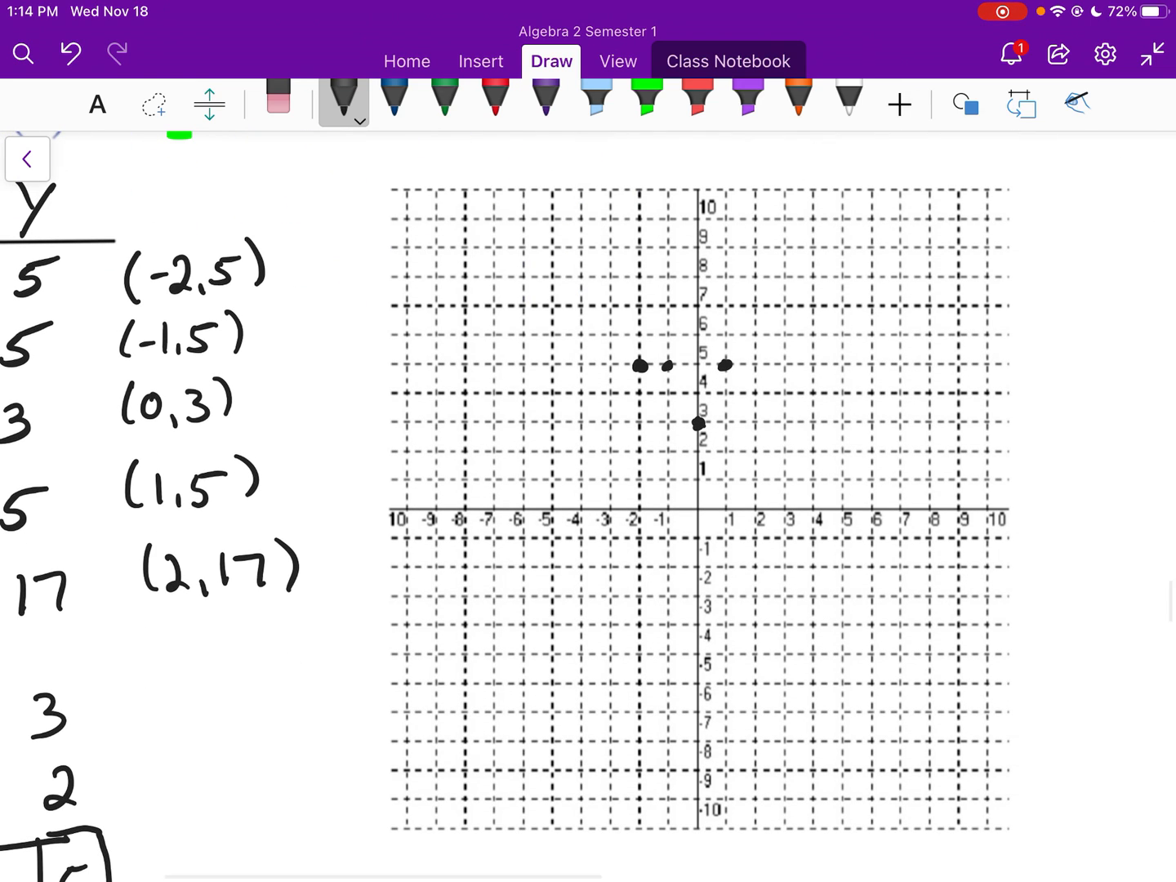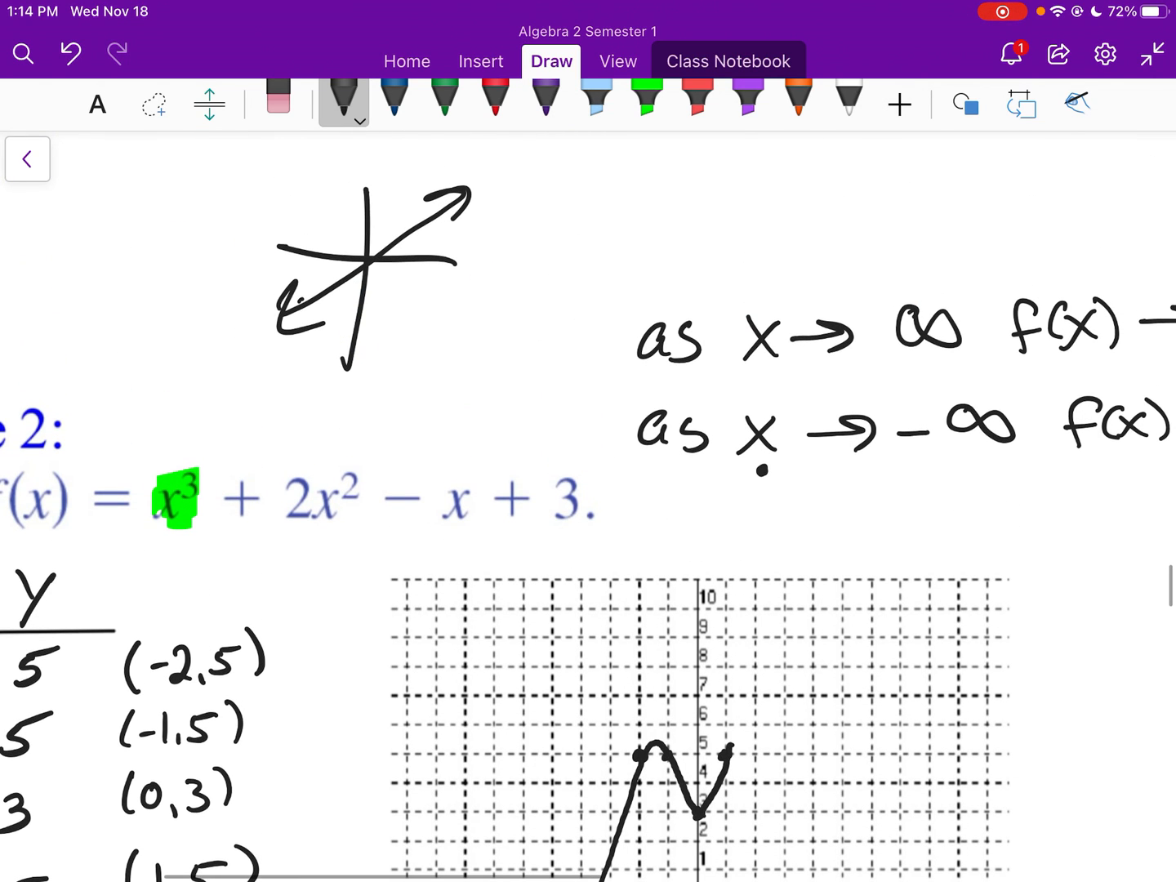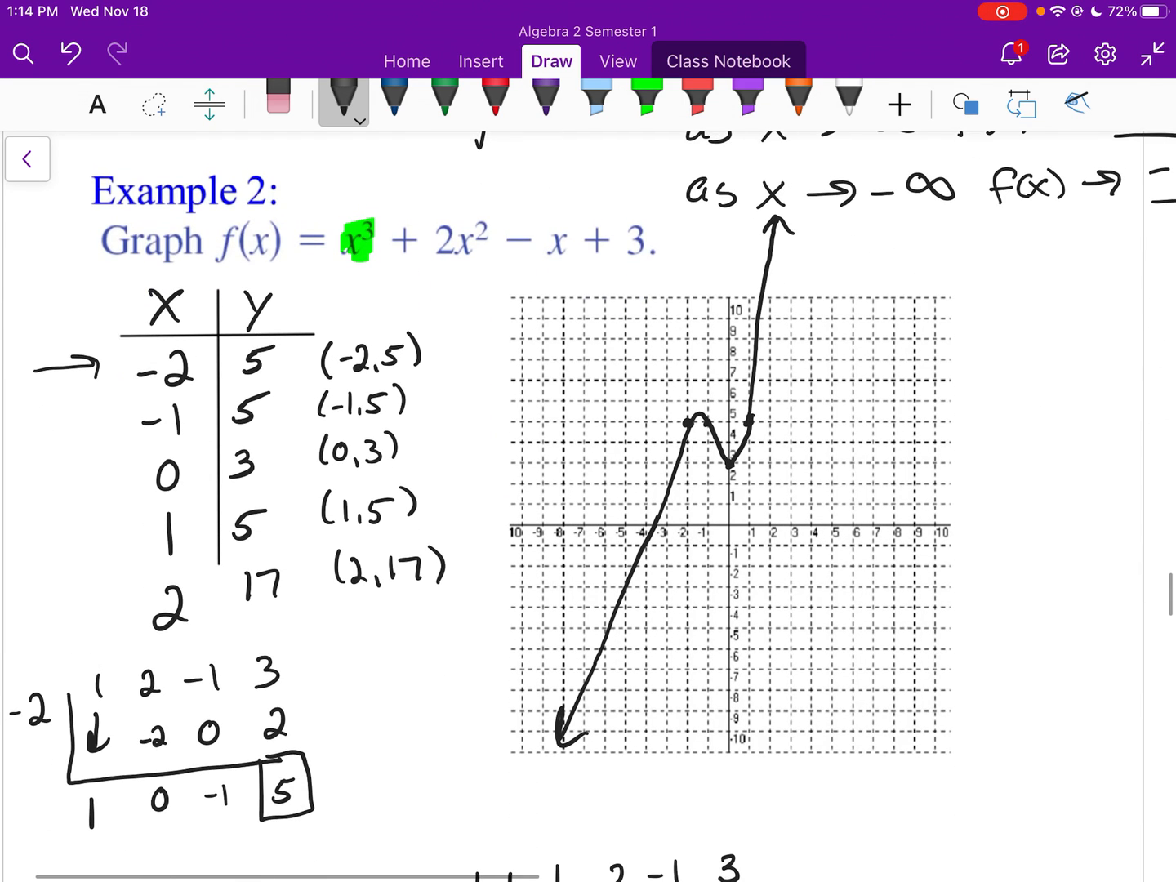Now since I know my end behavior, I will be down here, because as x approaches negative infinity, f of x approaches negative infinity, and we're just going to flow through those points. Now, do not play connect the dots. There is no graph you will ever do that does that. This is just an indicator that it's a turning point. So we'll turn, and we need to go up to 17.